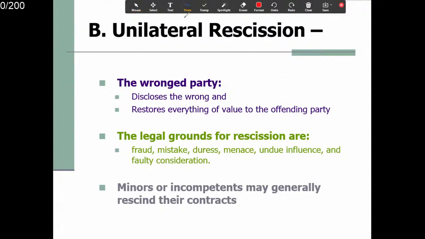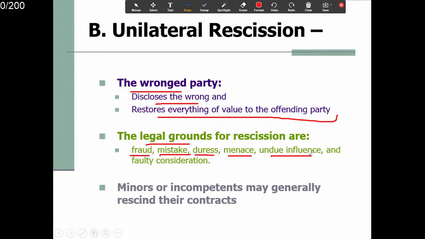Unilateral rescission, okay? One party decides to cancel. The wrong party discloses the wrong and restores everything of value to the offending party. The legal grounds for rescission are fraud, mistake, duress, menace, undue influence, and faulty considerations. Any of these, right? One party could say, I don't want it. I was drunk when I signed the contract.